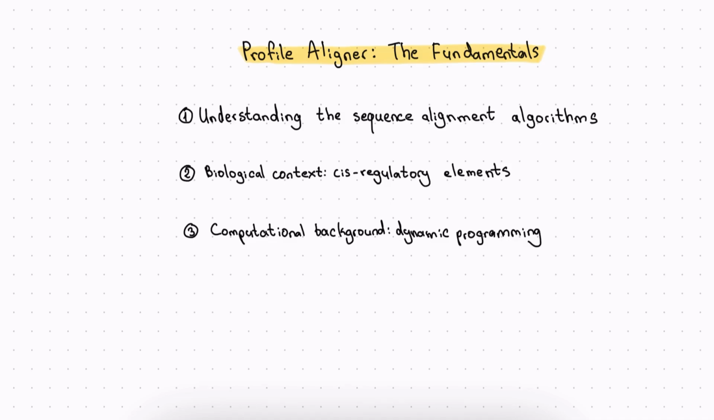First, I'd like to introduce the basic problem we are trying to solve. And for this, we need to understand what sequence alignment algorithms are. Second, I will provide the biological context about the cis-regulatory elements in the genome. Lastly, I'll talk about the computational background, specifically covering dynamic programming approaches and memoization matrices in the context of sequence alignment. If you're already comfortable with these concepts, feel free to skip to the next videos.